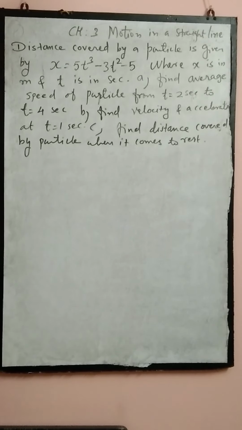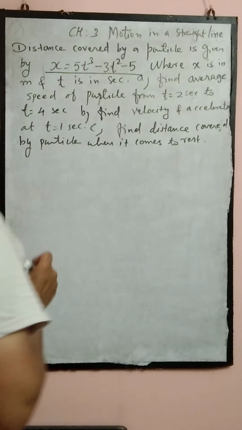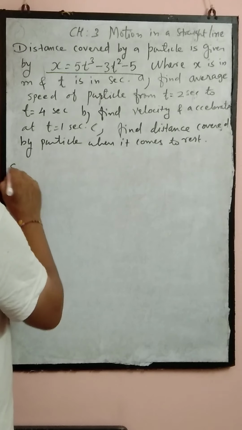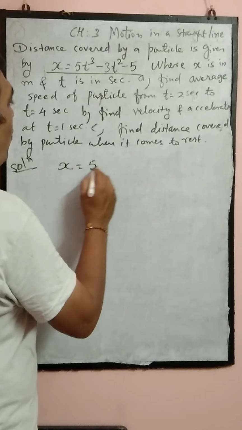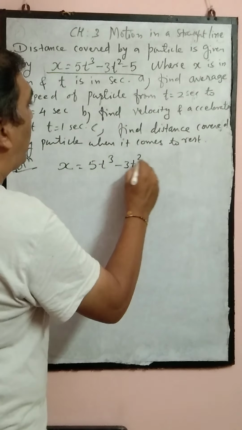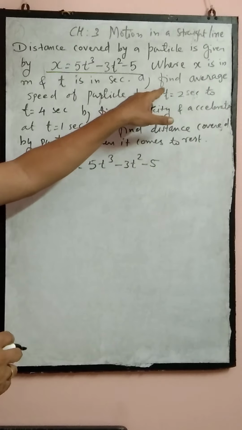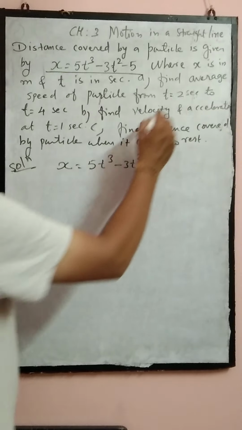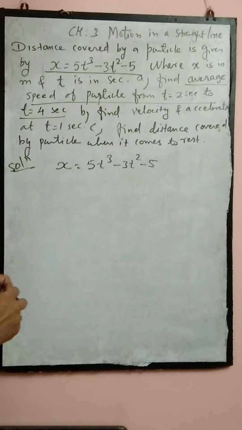Distance covered by a particle is given by x is equal to 5t cube minus 3t square minus 5, where x is in meter and t is in second. Here the information given is that distance is varying with time, and very importantly we have to note down that x is equal to 5t cube minus 3t square minus 5, right? Now, the first question is to find the average speed of a particle from t equal to 2 second to 4 second.